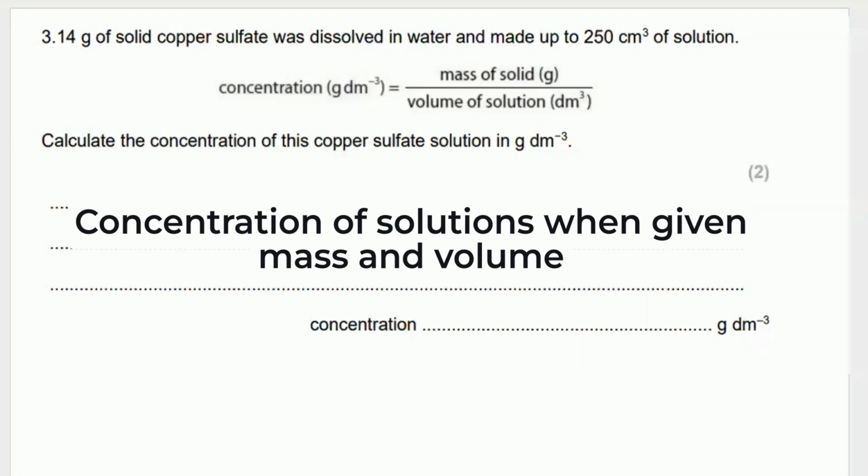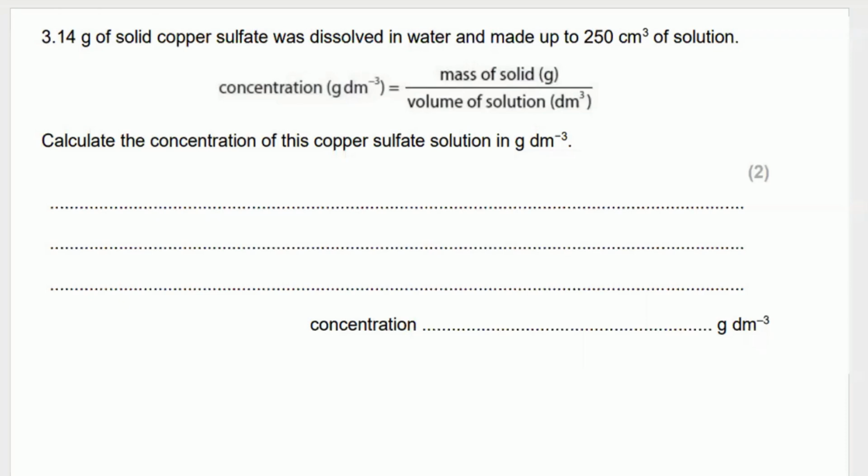Okay, in this video, we're going to look at how to calculate the concentration of solutions in grams per decimeter cubed. Okay, so here we have a question about concentrations. The question reads: 3.14 grams of solid copper sulfate was dissolved in water and made up to 250 centimeters cubed of solution. We've been given the equation here, which is very unusual. And then the command words are: calculate the concentration of this copper sulfate solution.